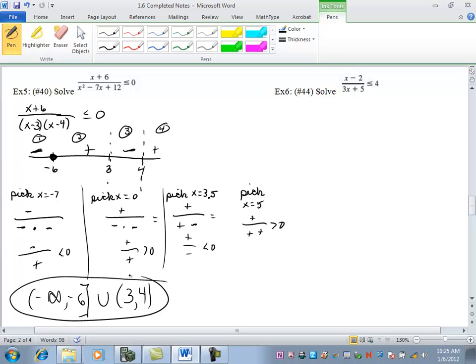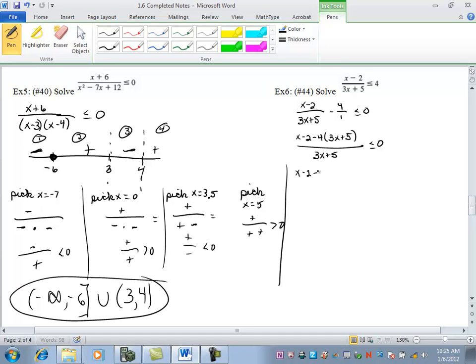We have another rational expression here in example 6. I need one side set equal to 0, so a little work to do here. x minus 2 over 3x plus 5 minus 4 over 1, this is less than or equal to 0. Common denominator. x minus 2 minus 4 times 3x plus 5, all over 3x plus 5, less than or equal to 0.